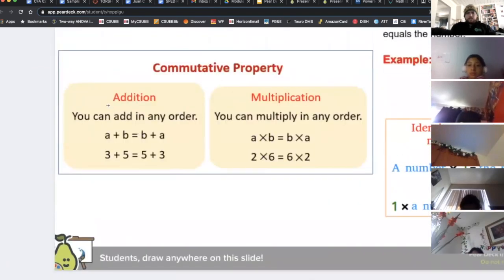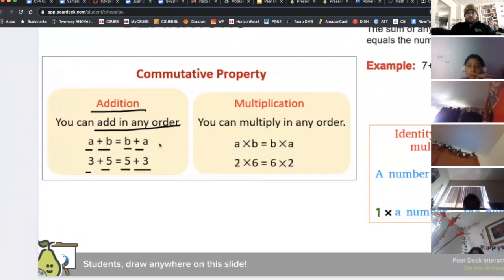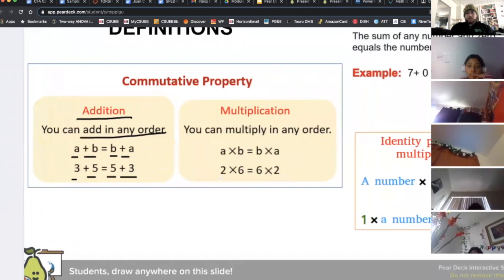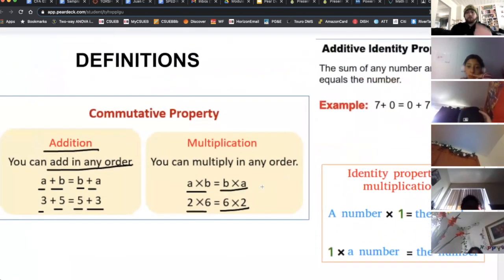It means for addition, you can add in any order, which I think we knew that. For instance, 3 plus 5 is the same thing as 5 plus 3, which means if I had letters, A plus B would be the same as B plus A. This is also the same with multiplication. 2 times 6 is the same thing as 6 times 2. A times B is the same thing as B times A. This does not work for subtraction, okay?